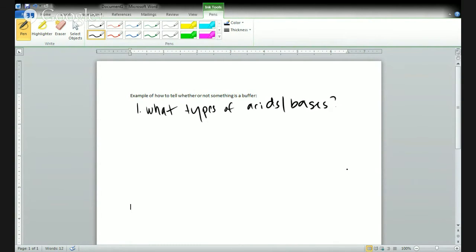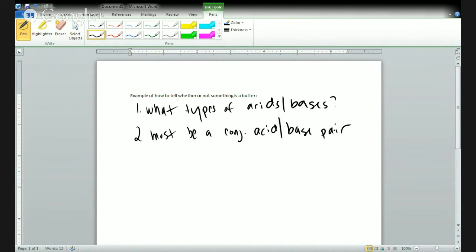Now, the other way that you would have to identify if something could be a buffer or not is looking for the conjugate acid base pair. And this seems to be one of the biggest sticking points on this test. So it must be a conjugate acid base pair.